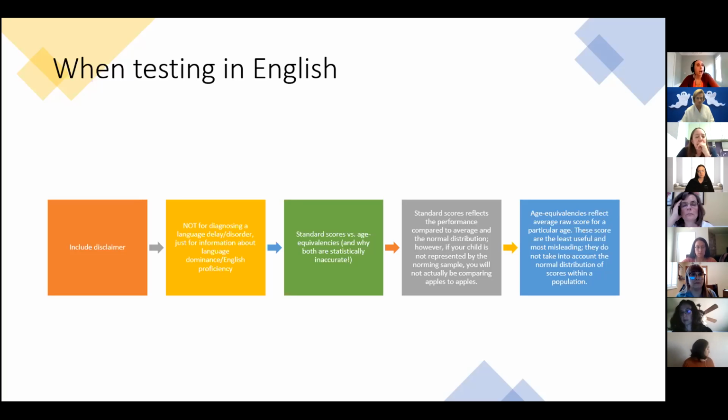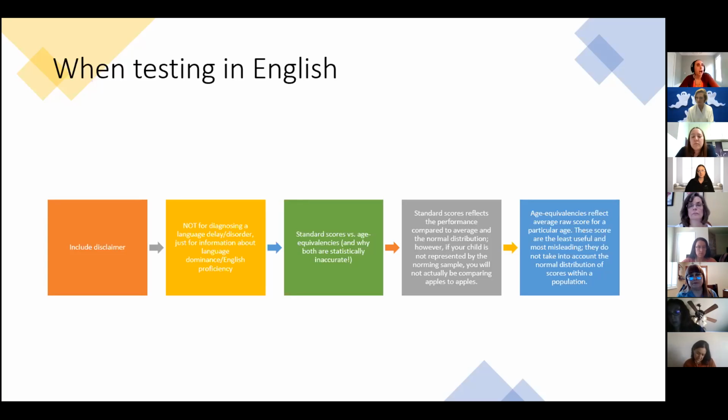And both standard scores and age equivalencies really are statistically inaccurate for this population. But an age equivalency could give more information than a standard score at that point, because a standard score reflects the child's performance compared to average on a normal distribution. But if the child's not represented in the sample, then you're really not comparing apples to apples. So a standard score really isn't accurate. Whereas age equivalencies reflect the child's raw score for that age, and they're at least useful, but they really are misleading and don't take into account the normal distribution.